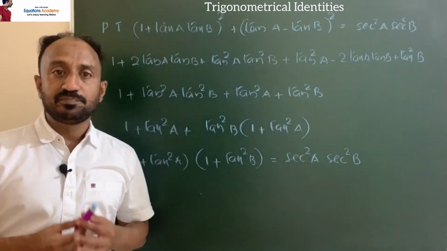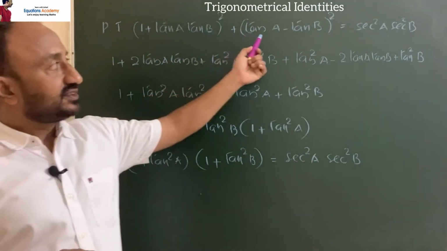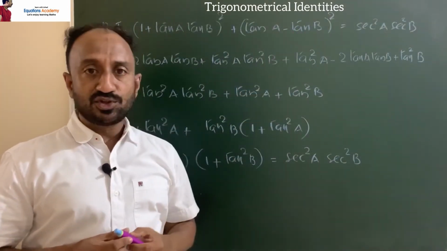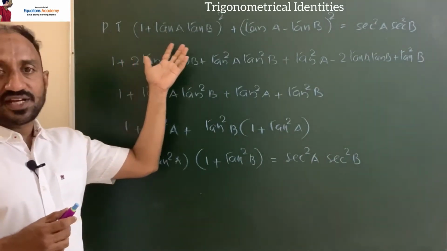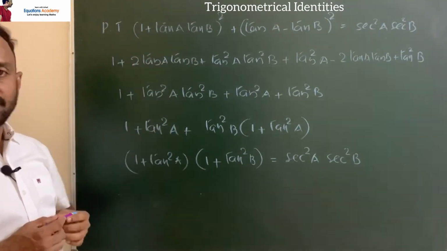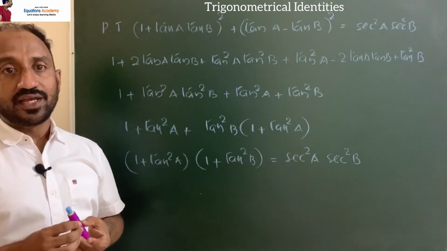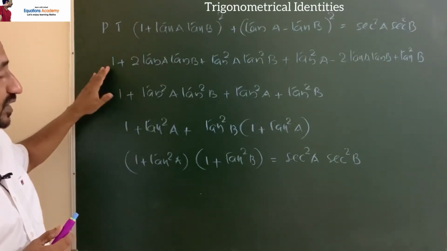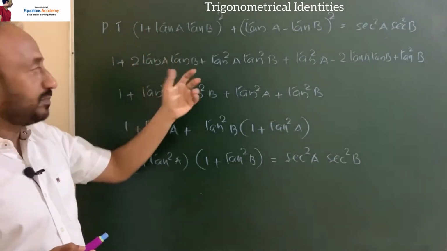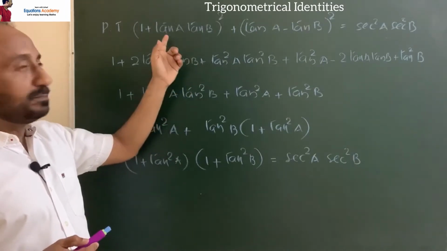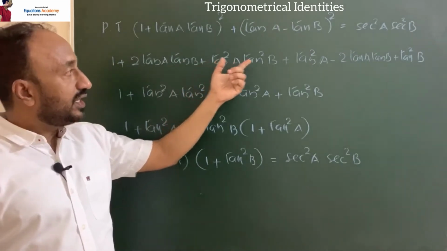Clear? Next question. Prove that 1 plus tan A tan B whole square plus tan A minus tan B whole square is equal to sec square A sec square B. So, this 1 plus tan A tan B whole square, we will expand it like A plus B whole square. We know A plus B whole square is A square plus 2AB plus B square. So, A square is 1 square, plus 2AB, 2 into 1 into tan A tan B, that is 2 tan A tan B, plus B square, here B term is tan A tan B, so B square will be tan square A tan square B.